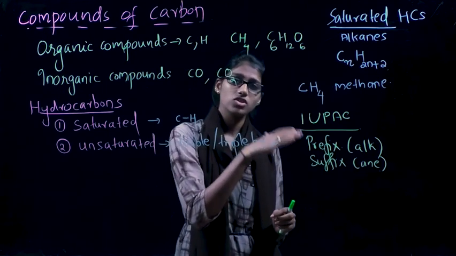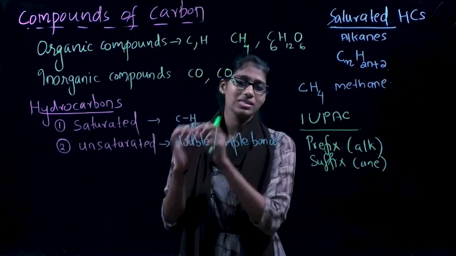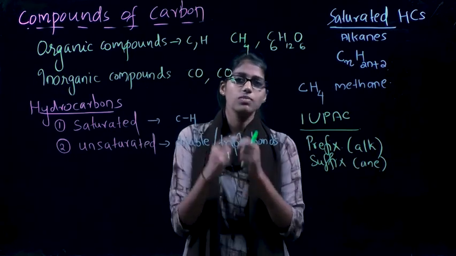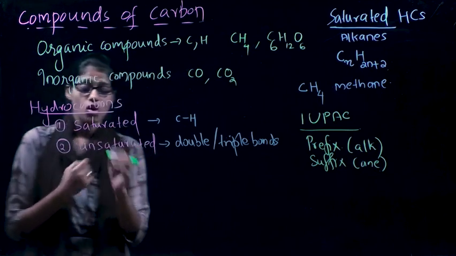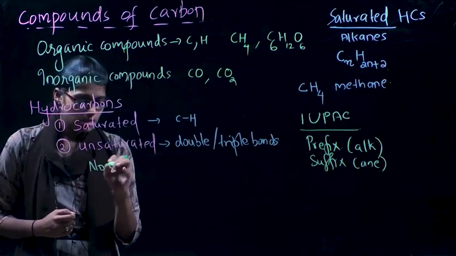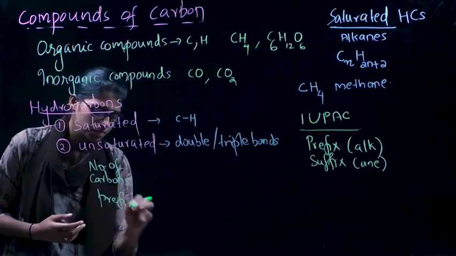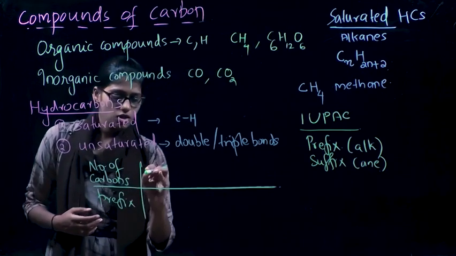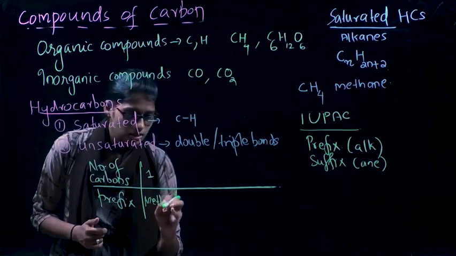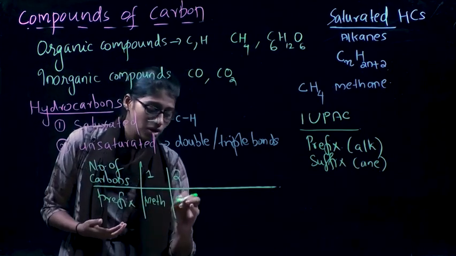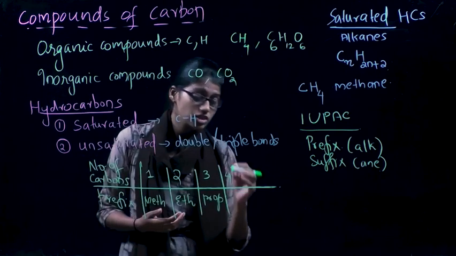The prefix depends on the number of carbons present in the system. As we have already discussed in our previous videos, carbon has the catenation property. They are able to link and they can form varieties of hydrocarbons. So let's consider the number of carbons and the prefix given for them. If the hydrocarbon system contains only one carbon, then meth is the prefix given. If it is 2, you have eth, then you have prop. If it is 4, you have but.